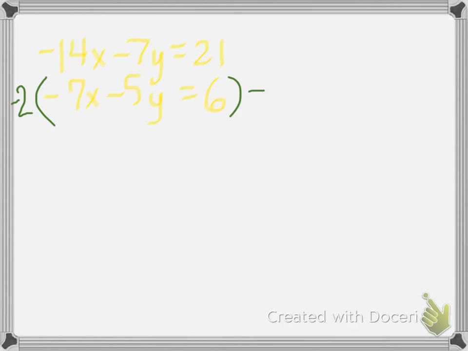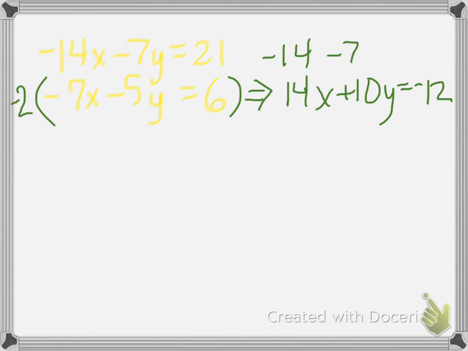So my new equation is going to be positive 14x, because negative 2 times negative 7x makes positive 14x. Then negative 2 times negative 5y makes positive 10y. And then negative 2 times 6 makes negative 12. And then I'm going to keep the top equation the way it was. I'm going to add these together.